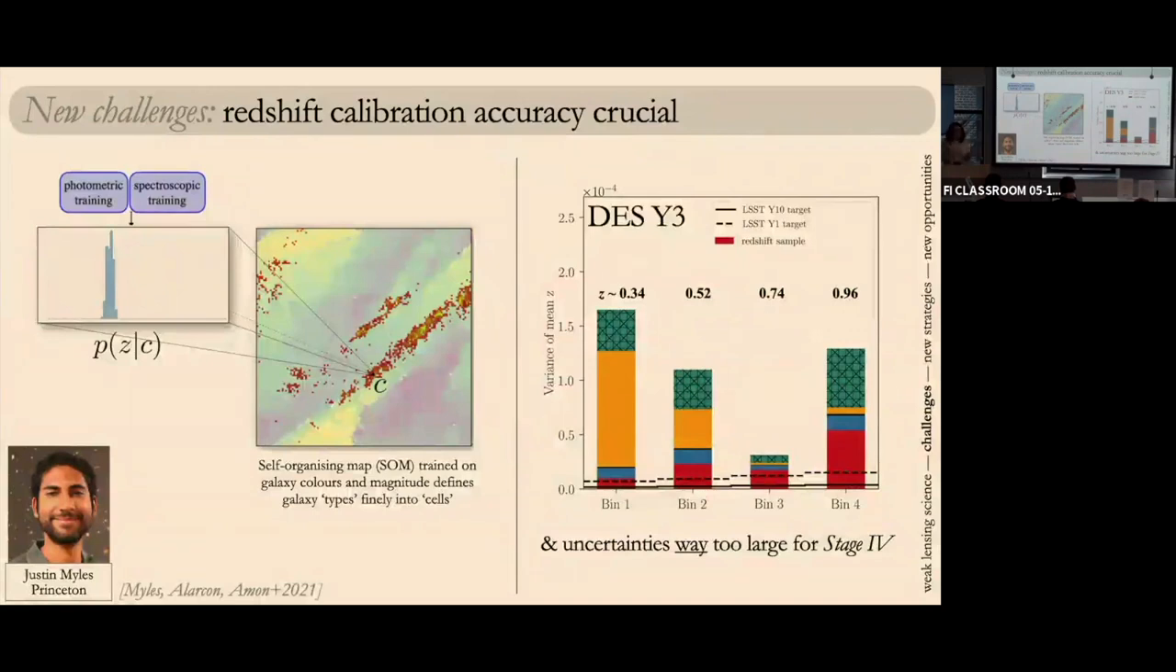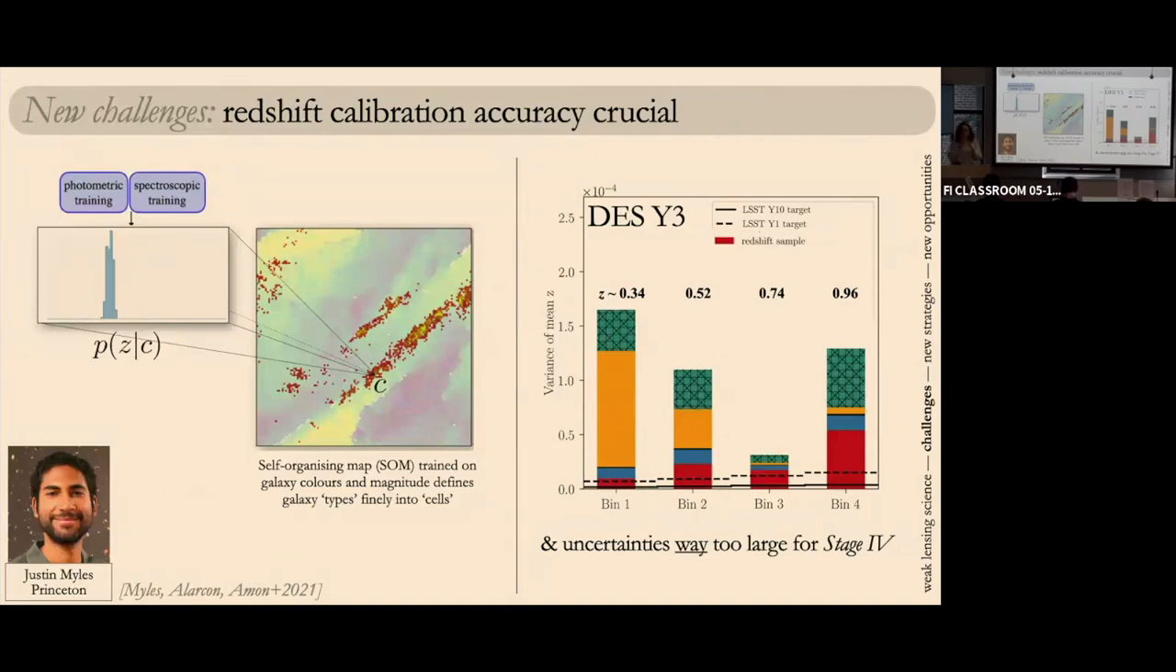So the way we do our redshift calibration for lensing is we use a self-organizing map. We're not wedded to a self-organizing map, but we need a tool that helps us characterize this high-dimensional space of colors and magnitudes and can map to a smaller training sample, a spectroscopic sample where we know the redshifts. And so we throw our DES galaxies into the SOM, and it defines types of galaxies. So in every cell, you have galaxies that look like each other in color and magnitude.